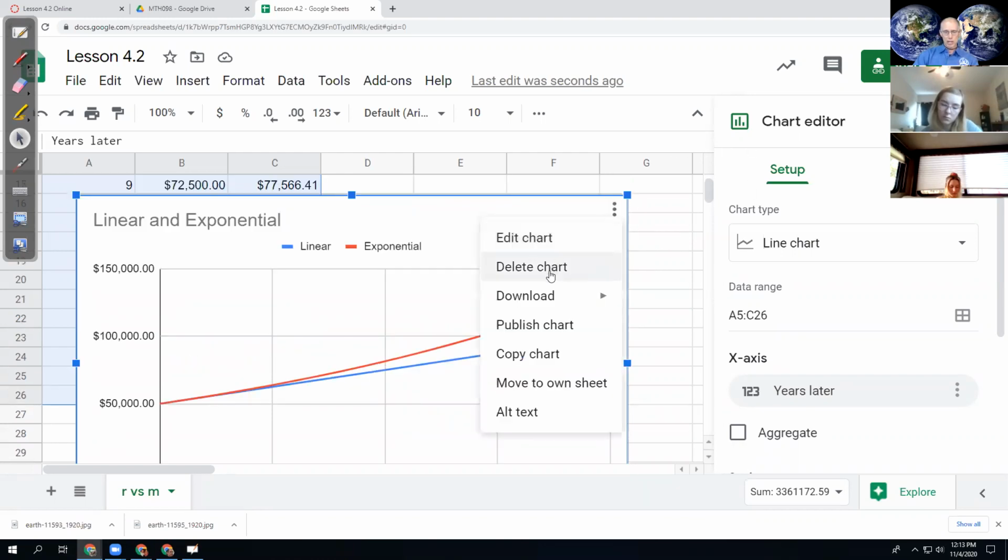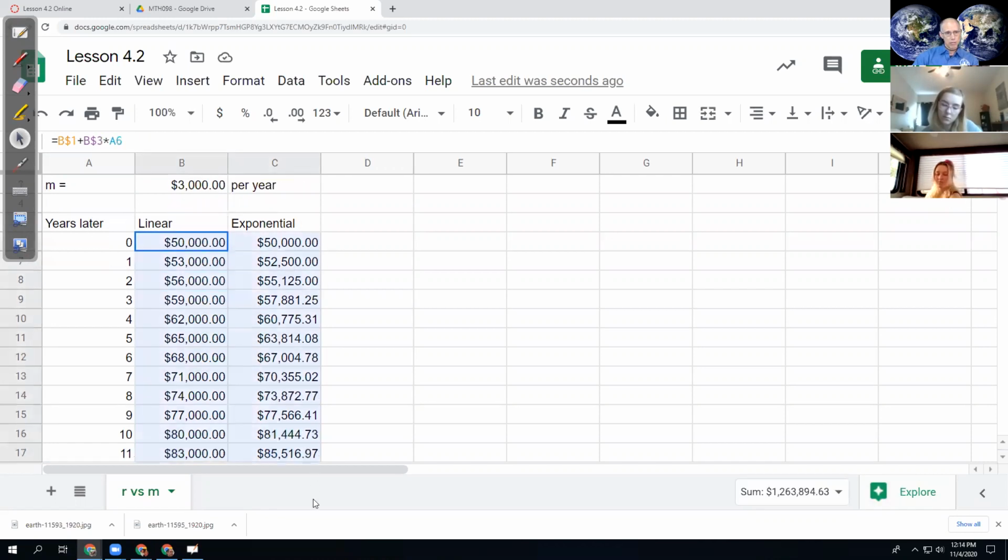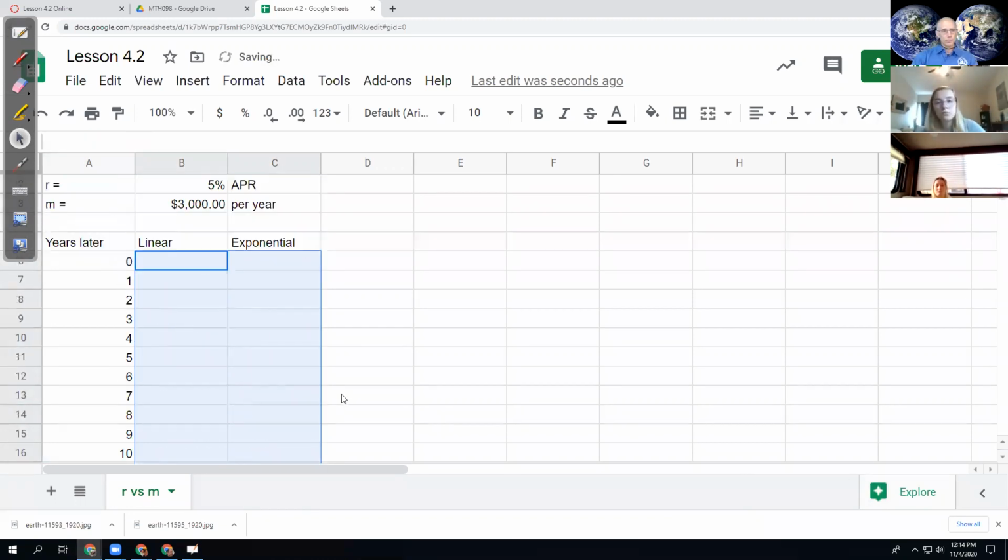And then I'm going to demonstrate how I did this with a different set of numbers. So let's suppose you're looking for a job and one company says they'll start you at 50,000. One company says 5%, but you like the other company, but you don't like that raise. So they say, fine, okay, well, if we really want you, we'll give you a better raise. So let's say they're going to up it to $3,000 per year every year for your raise, which means it's a better deal after a year or two than the exponential one. So I'm just going to delete this stuff and start over.